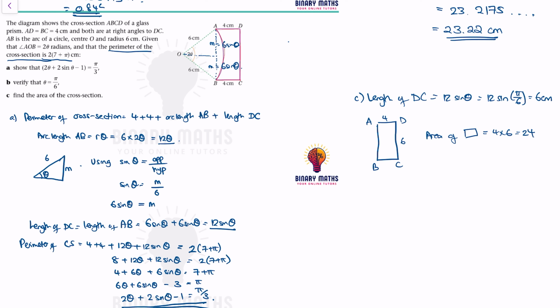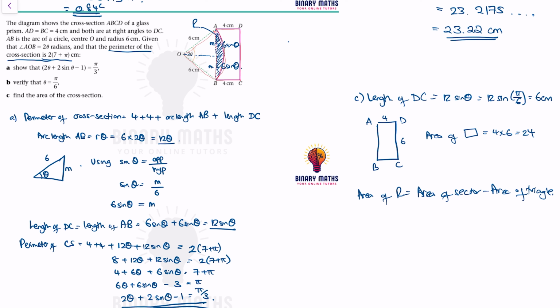Okay, so the next thing I need to work out is this shaded area, because if I work out that shaded area and I take it from the rectangle, then I'll get what I want. So let's call this R. Area of R is equal to area of the sector, take away area of the triangle. I need to work out the sector first, take away the triangle, and then I get the region that I want, which is R.